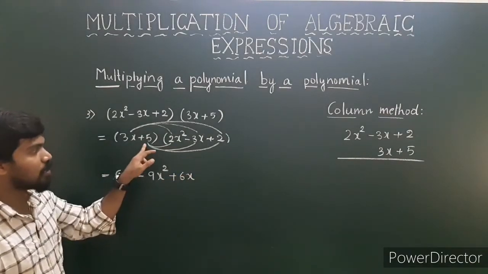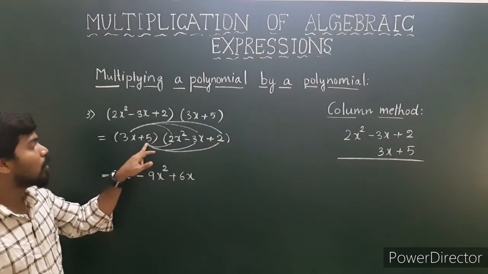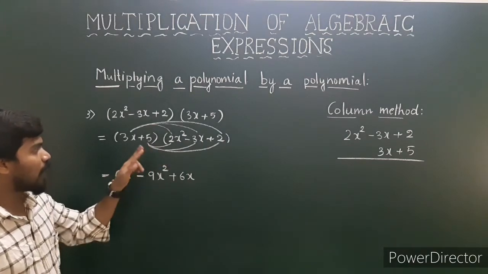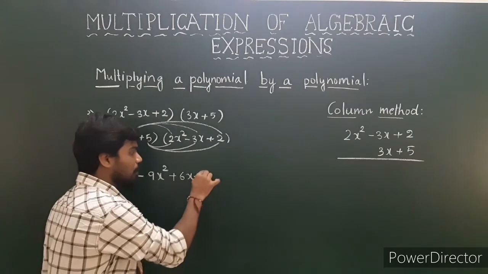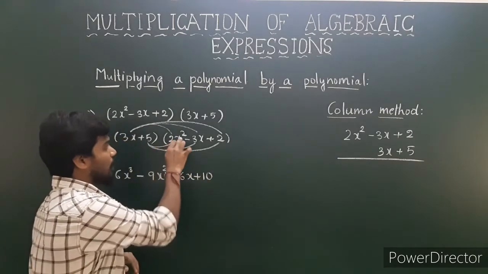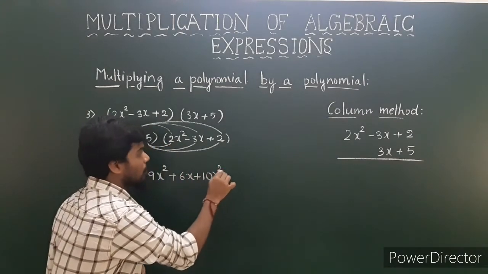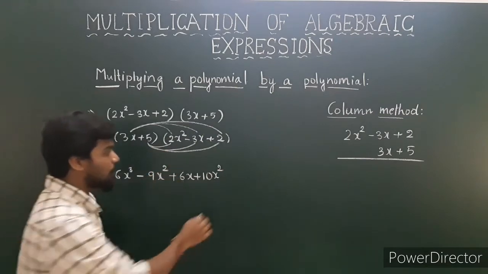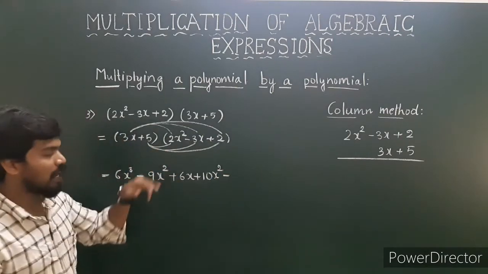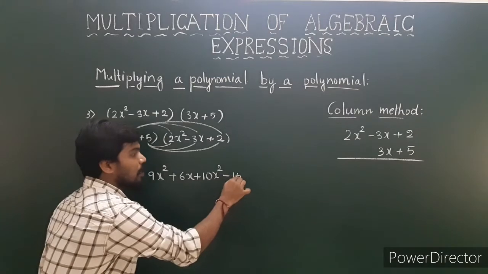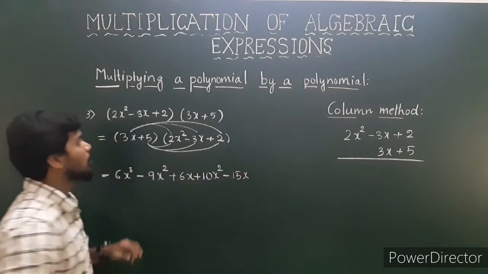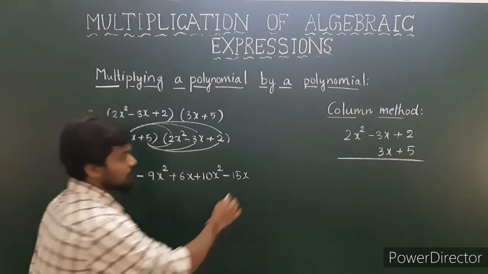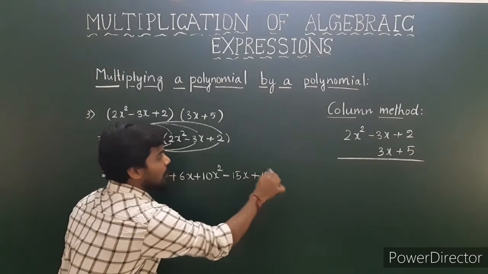Next, second term. Second to first, 5 2s are 10x square, so plus into plus. Then plus into minus is minus, 5 3s are 15x, and 5 2s are 10.